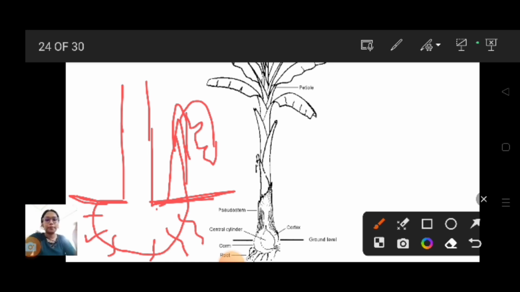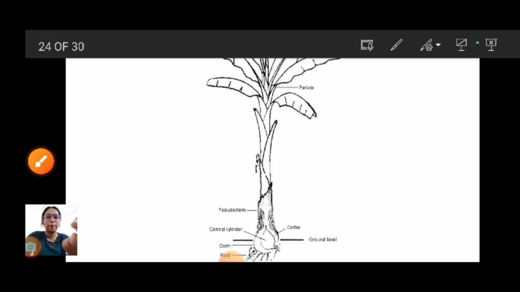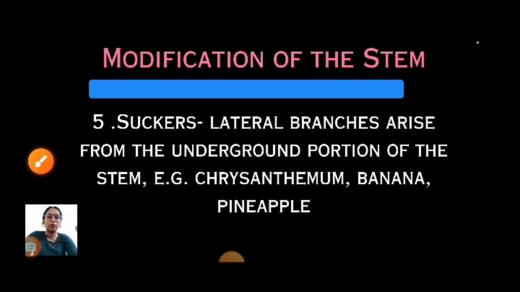Are you getting? So from the underground stem, a vertical stem used to come out. Understood? Suckers, you can see this in bananas, chrysanthemum, and pineapples. Chrysanthemums are flowering plants. It bears flower. It comes in basically yellow and white variety.